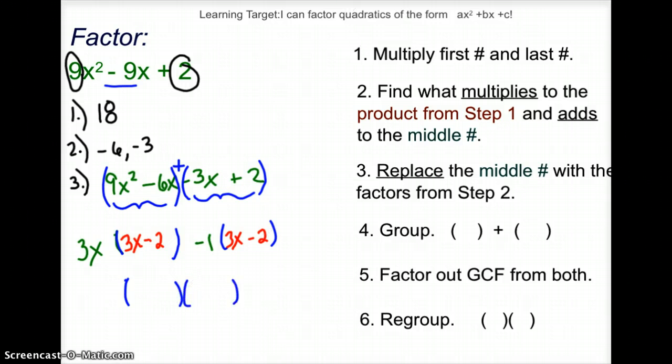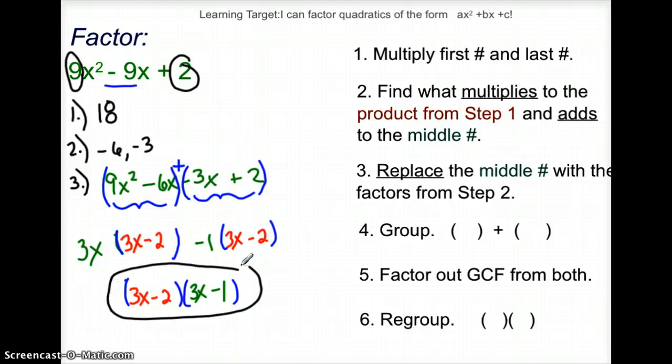And so, the things that are the same, the 3x minus 2, if you want to think about it like factoring out from each term. And then what the first term is left with is 3x. The second term is left with minus 1. So hopefully that color coding kind of helps too. So that would actually be my final answer for factoring this quadratic.